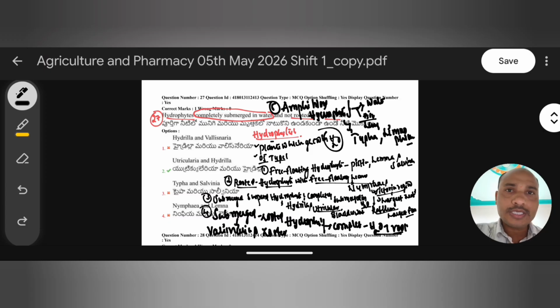Okay, so once we analyze these options, the question asks for hydrophytes which are completely submerged in water but not rooted. So the third option, submerged suspended hydrophytes: Hydrilla and Utricularia. Here we have Hydrilla and Utricularia, so we choose C, the right answer. Hydrilla is a submerged suspended hydrophyte, but Vallisneria is a submerged rooted hydrophyte. Coming to the third one, Typha and Salvinia: Typha is an amphibious plant, but Salvinia is a free floating hydrophyte.